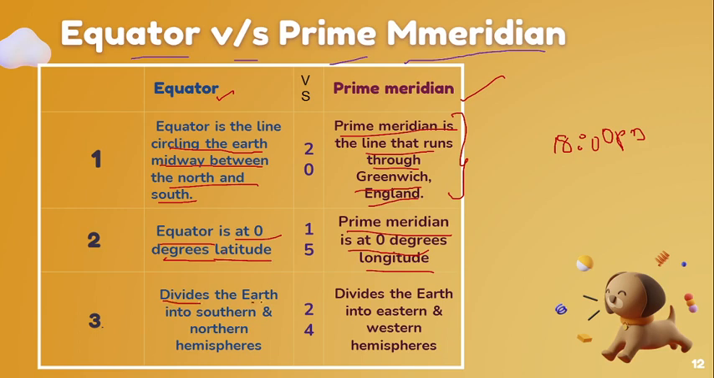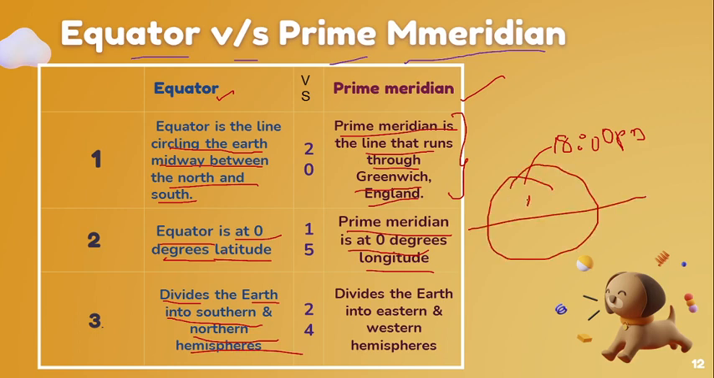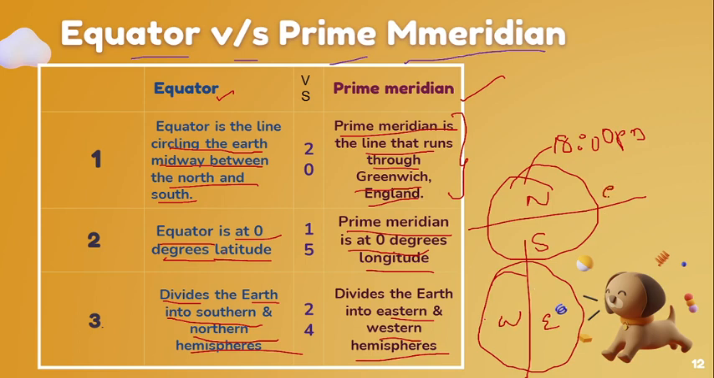So it divides the earth into hemispheres. We have our earth, right? When the equator comes, it will divide the earth into northern and southern hemispheres. But the prime meridian, which is in this way, will divide it into eastern and western hemispheres. This is our equator and this is our prime meridian, PM.